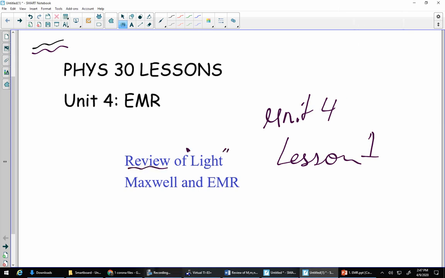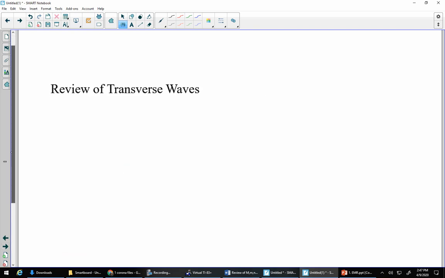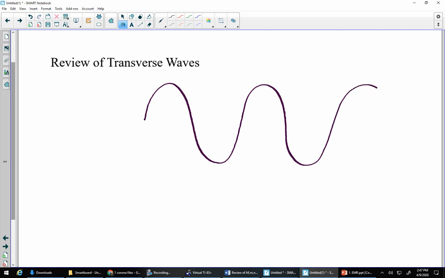And realistically, it's more of a review of waves that we're looking at for the first bit. And then we're looking at Maxwell and EMR. Maxwell's the fellow who first thought up the existence of EMR as it is. So things that we want to look at when we're dealing with transverse waves. Transverse waves are the ones, if you remember from Physics 20, that look kind of like this.